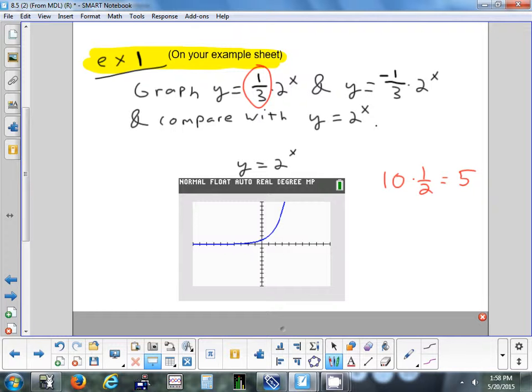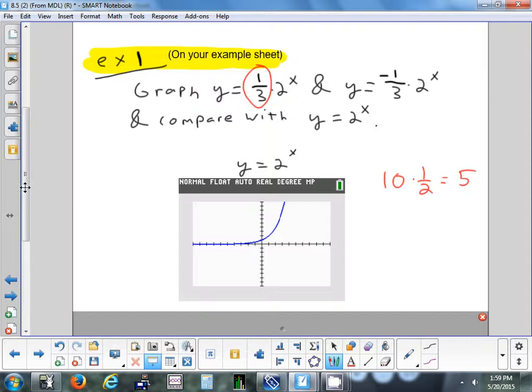Some people say compressed too. I think it's going to get confusing. If you say compressed, I think what we'll do is we'll always say stretched. If you stretch by a fraction, it makes it smaller, just like if you multiply a number by a fraction, it makes it smaller. That's the basic idea. Is it still exponential then? It's still exponential because it still curves up pretty quick. It's just a little bit slower than it was.